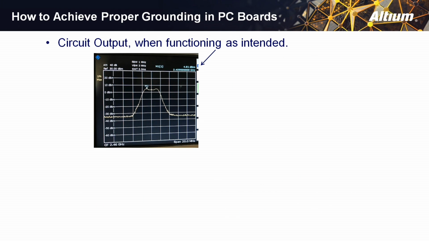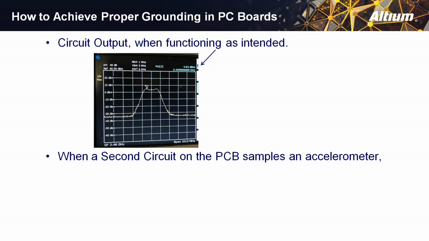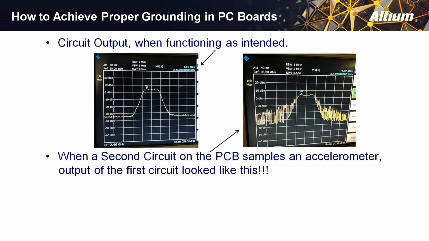I was contacted one day by a company who sent me this picture, and they said, this is the output of one of the amplifiers in our analog circuit. And this is how it looks when everything's functioning properly. Unfortunately, on the same board, there's an accelerometer sampling circuit. And when that accelerometer sampling circuit is going full tilt, the output of this amplifier tends to look more like this. Just a little bit of noise on that output. And they were, of course, very concerned because clearly things weren't working right. And it was all happening when the accelerometer circuit was sampling.